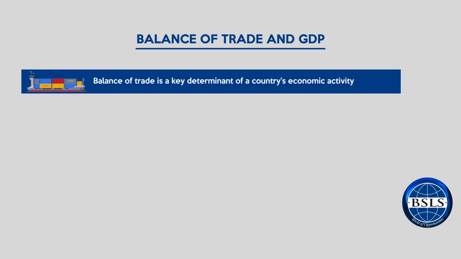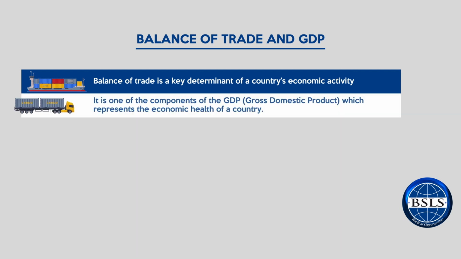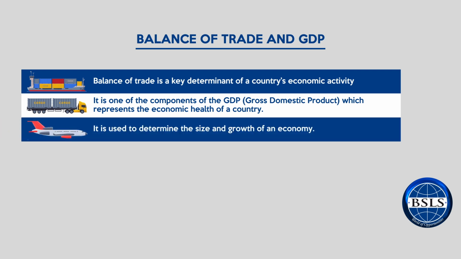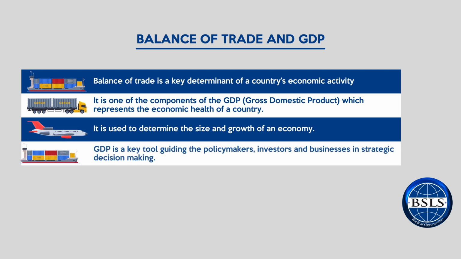The balance of trade is also a key determinant of the economic activity of a country, as it is one of the key components of the GDP, gross domestic product. GDP represents the economic health of a country. It is also used to determine the size and growth of the economy of a country. GDP as a tool is used by the policymakers, investors and businesses to make strategic decisions.